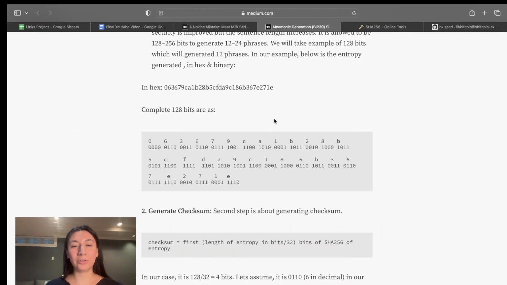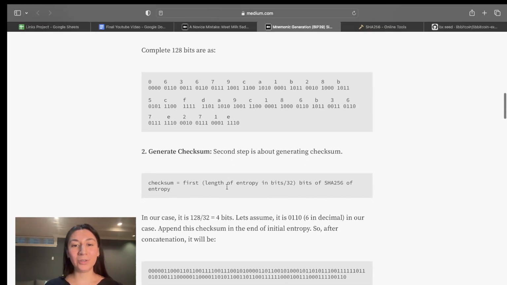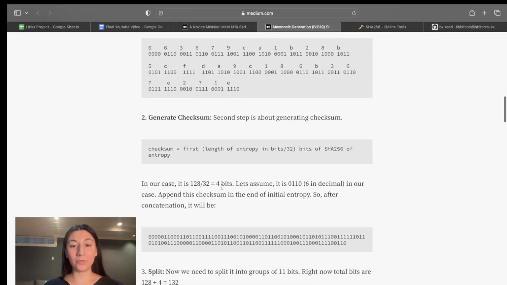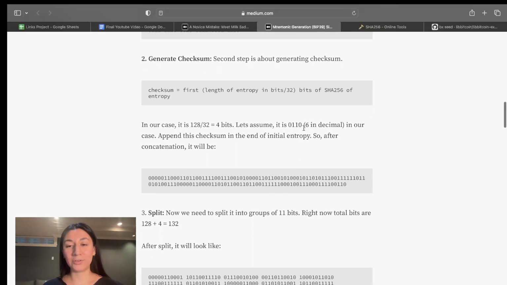In this article, they've chosen 128 bits of entropy as opposed to 256 bits. And as you can see, these are the binary digits. Then you generate a checksum. The checksum in this case is 128 divided by 32, so you get 4 bits, and in this case they assumed it's 0110. So you append that to the end of the number, which is over here.